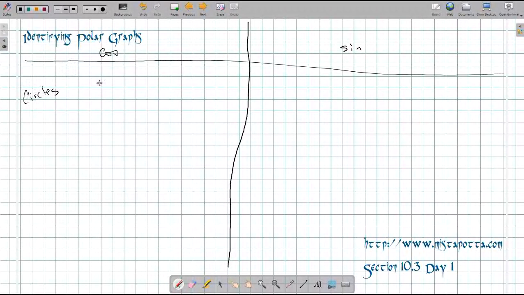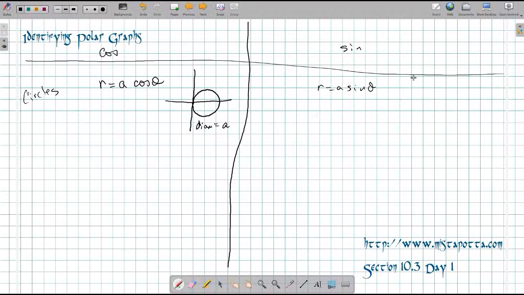In other words, our graphs that are in the form of r equals a cosine theta, or r equals a sine theta. The graph of r equals a cosine theta will look like a circle, but it's going to be on the x-axis, and it's going to have a diameter equal to whatever a is.